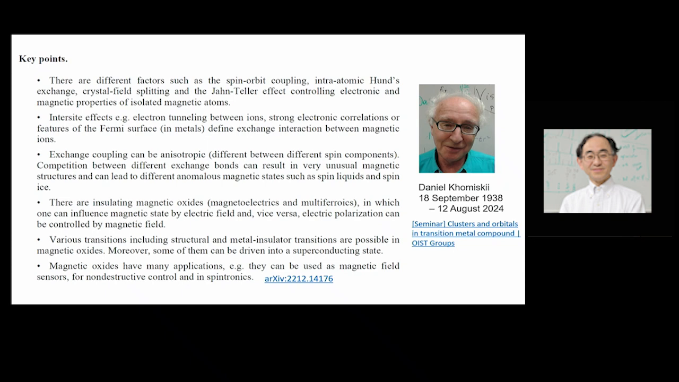So he listed important issues related to the magnetic oxides: spin-orbit coupling, intra-ionic Hund's exchange, crystal field splitting, and the Jahn-Teller effect, etc. And the inter-site effect, electron tunneling between ions, namely the transfer integral, and the strongly correlated system, Fermi surface, etc. And also exchange coupling, which could be a nice topic, different between different spin components. And this one will be quite important, and I will touch on this.